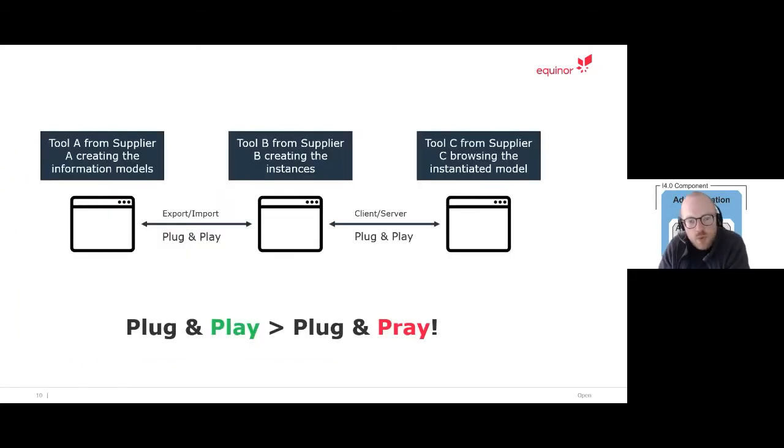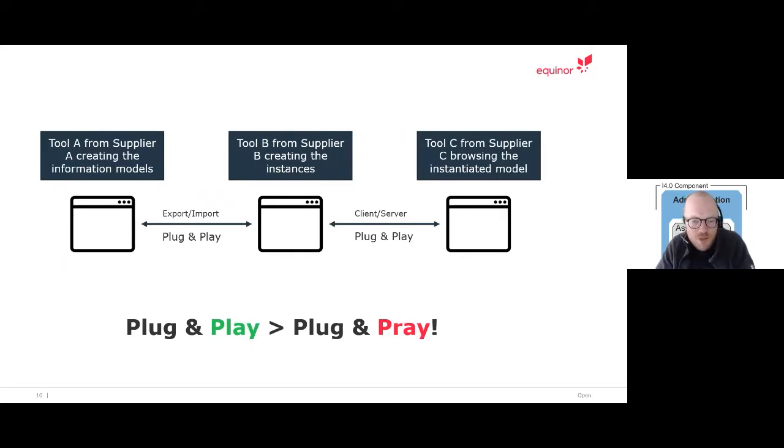And by using OPC UA, we saw some simple, nice things. We saw that we can use a tool from supplier A to create information models in OPC UA. We saw that we can use a tool from supplier B to create the instances of that model. And we saw that we can use a tool from supplier C to actually connect to the model and browse the model that we have instantiated. And all this is done by plug and play. No hassle, no integration efforts, no plumbing, as Espen mentioned. It's plug and play.